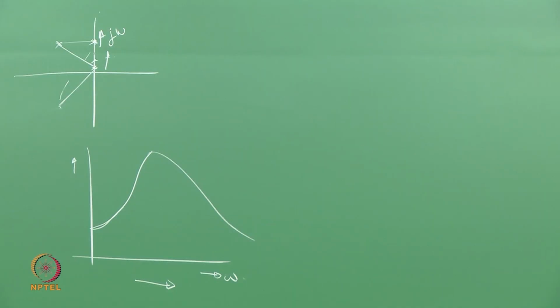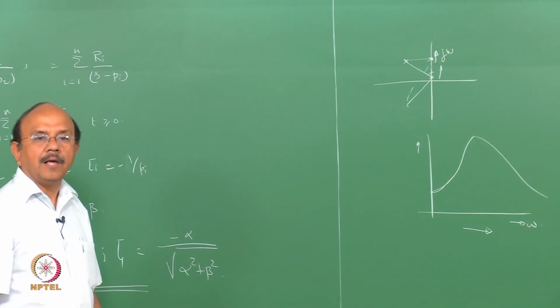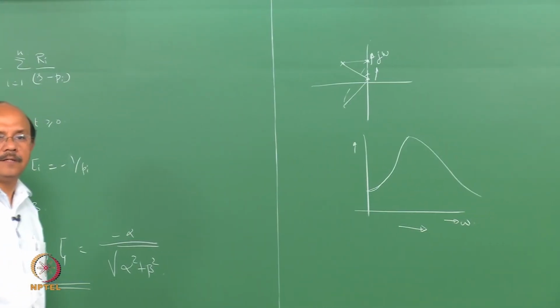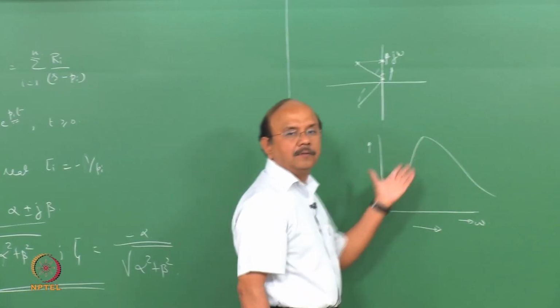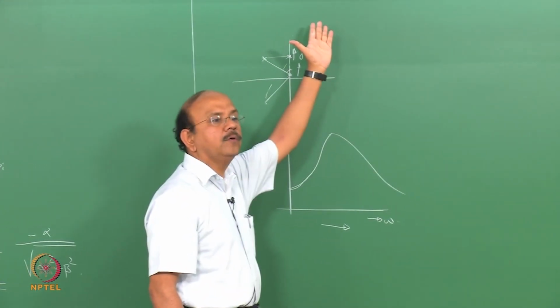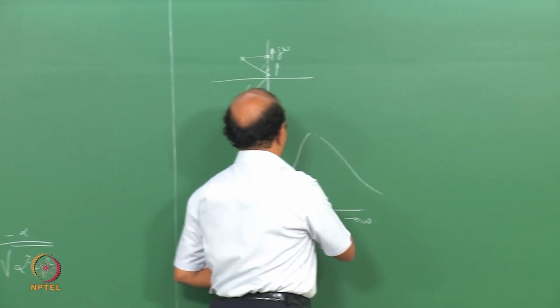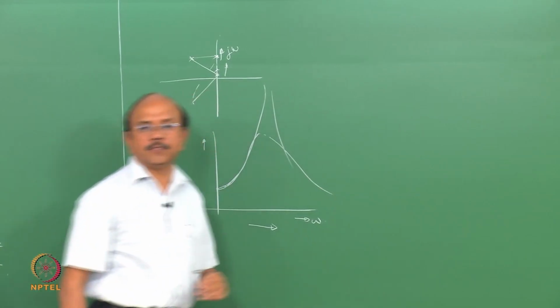So when there is no real term, which means that your poles lie on the imaginary axis, what would happen? It would go to infinity, and so you would have a graph which goes like that and comes down.